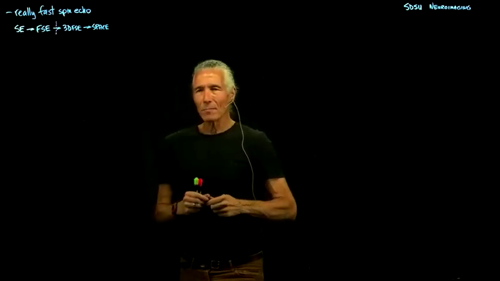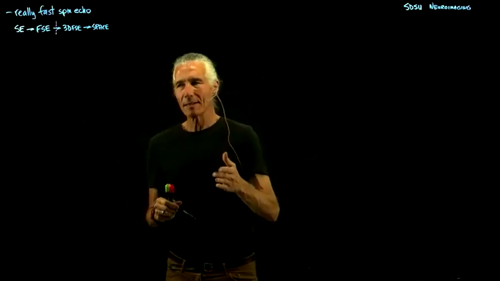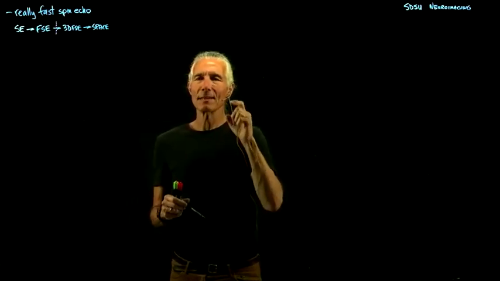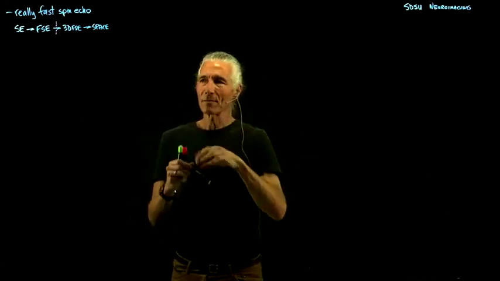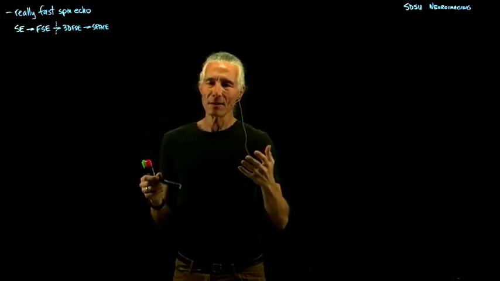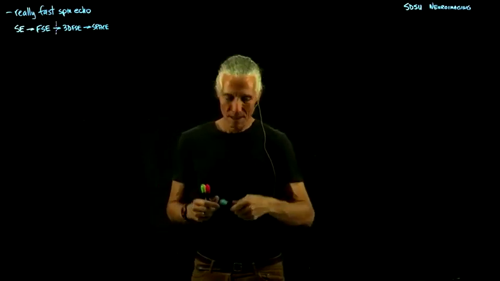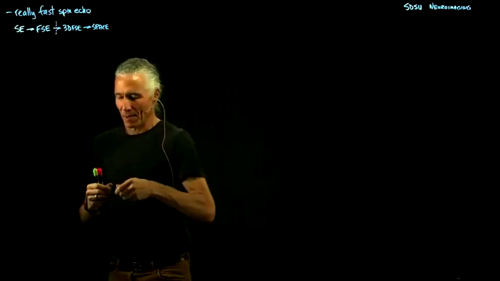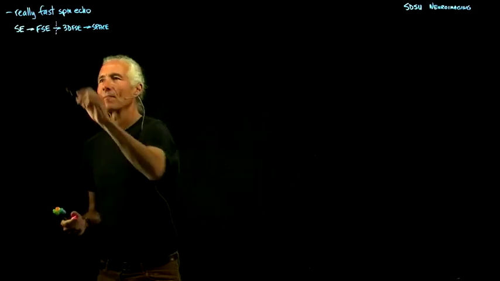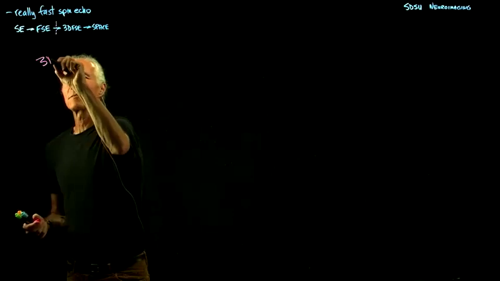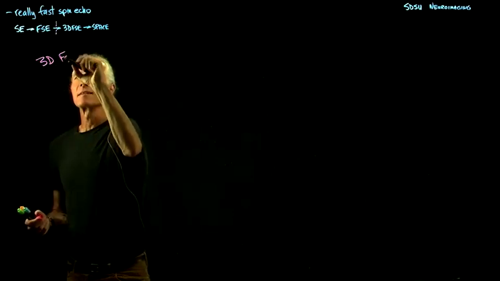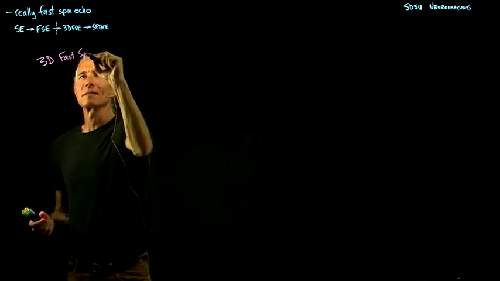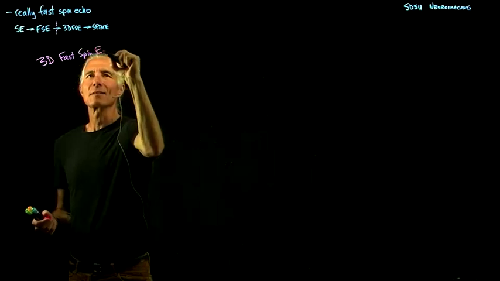In general, it's going to be better than a 2D sequence because every single data point comes from the entire head, and so your signal to noise is going to be better because you're just recording a lot more data. And so what does our basic 3D fast spin echo sequence look like?